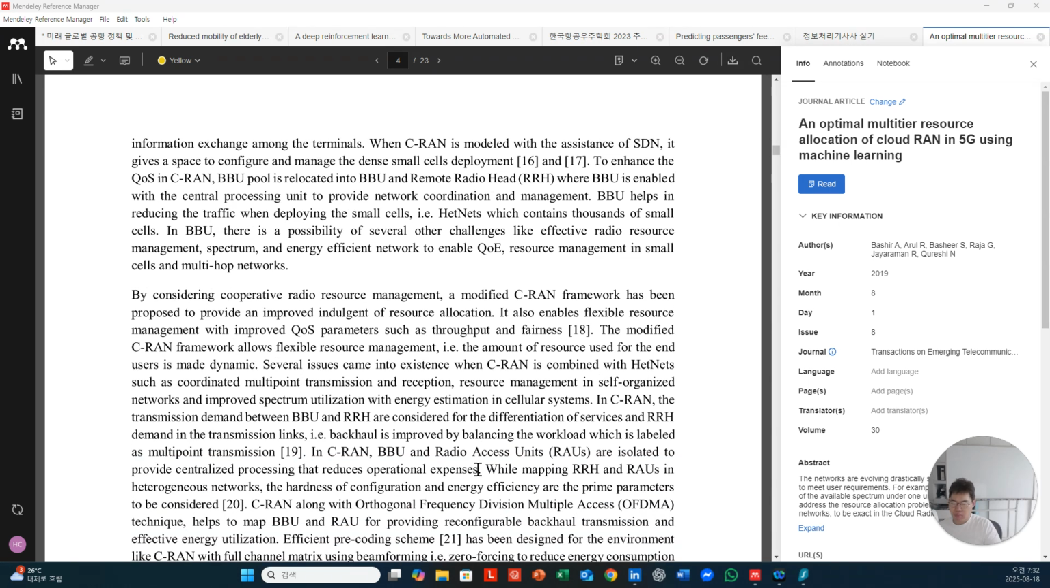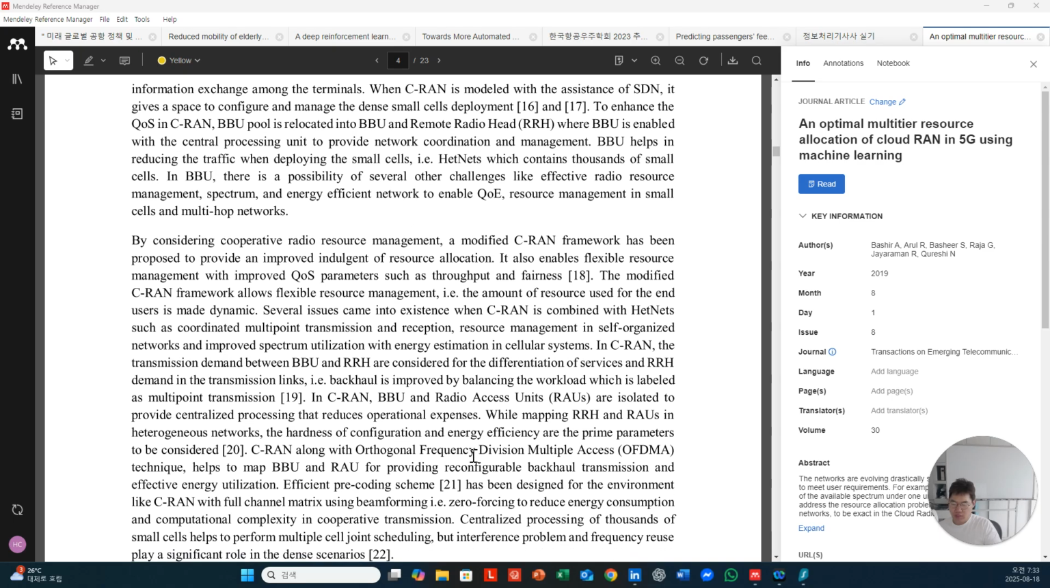In sharing, the transmission demand between BBU and RRH is considered for the differentiation of service, and RRH demand in the transmission links, i.e. backhaul, is improved by balancing the workload, which is labeled as multi-point transmission. In sharing, BBU and radio access unit, RAU, are isolated to provide centralized processing and reduce operational expenses, while mapping RRH and RAU in heterogeneous networks. The hardness of configuration and energy efficiency are the prime parameters to be considered. Sharing along with orthogonal frequency division multiple access, OFDMA, techniques helps to map BBU and RAU for providing configurable backhaul transmission and effective energy utilization.